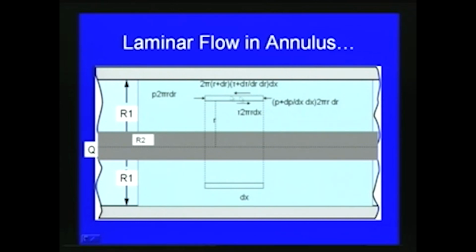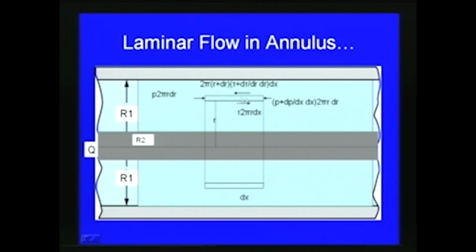The forces acting are, first, the pressure force: P into 2 pi r dr on this side, and on the other side of the fluid element P plus dP by dx into 2 pi r dr. As for shear, tau into 2 pi r dx on this side, and on the other side it will be 2 pi into r plus dr, into tau plus d tau by dr into dr, dx.